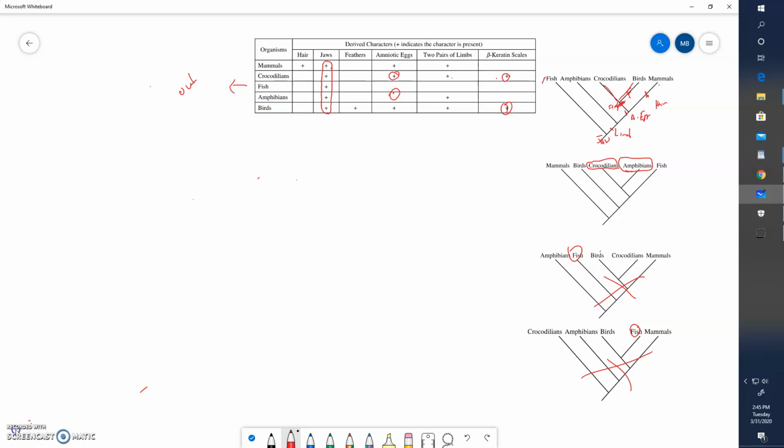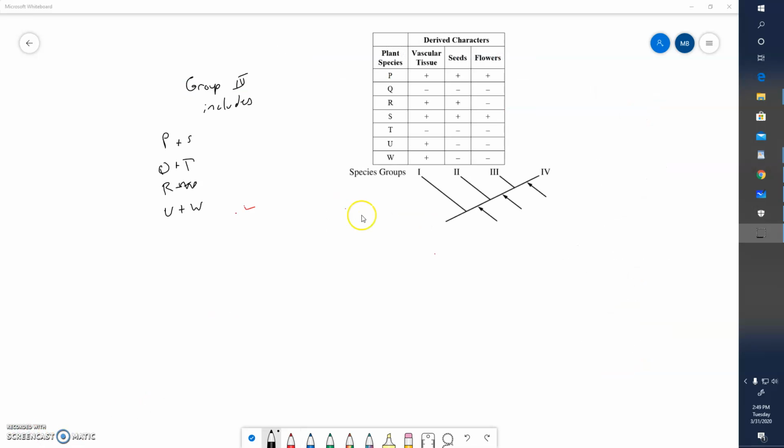And let me see here. All right, I think I have time for one more problem here. This one, we got wrong as well. So we're given the derived characters, and we're given kind of a schematic cladogram. We're saying the characters have been added in 1, 2, 3 locations. And the question is, group 4 includes which of the following? So that's group 4. And we're given P and S, Q and T, R and W, and U and W.